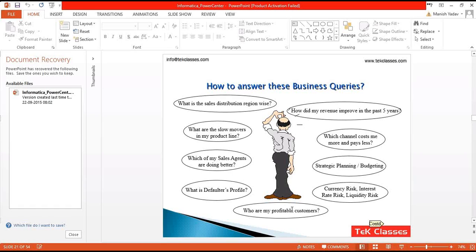These could be different business queries which top management might be thinking. Which of my sales agents are doing better? You need a report sales representative wise, monthly reports. You need to say in a particular month who has done more sales. What are the slow movers in my product line? Which products are selling less? Which of my mobile models is selling less, and why is the other selling more?